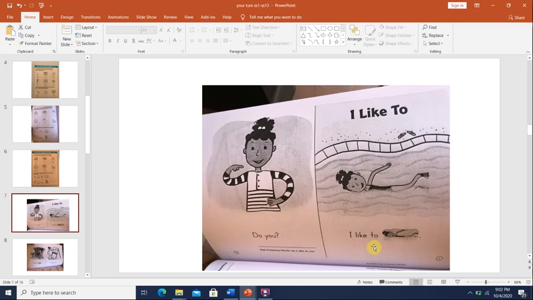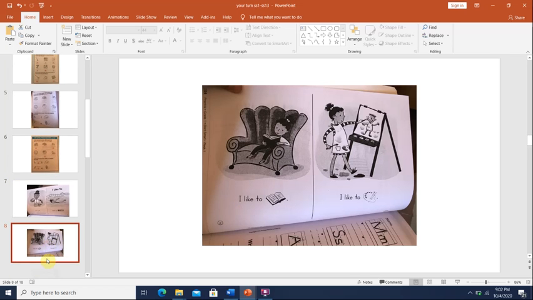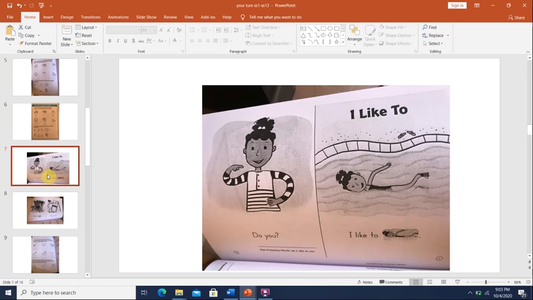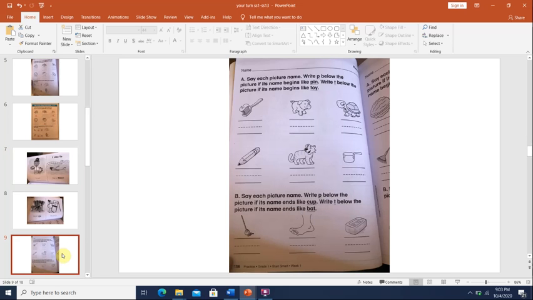I like to swim. I like to read. I like to paint. Do you? This is a question because there's a question mark. The girl's asking you, do you like to do these things? Okay, you can go back and practice reading whenever you have some free time. Remember, when you become strong in reading, you can do anything by yourself.